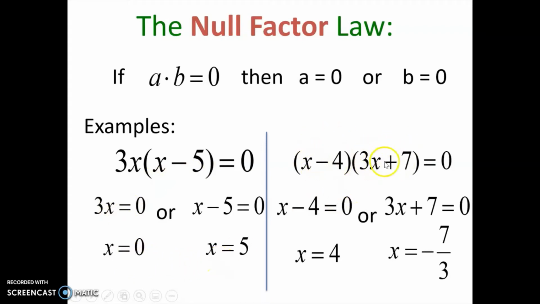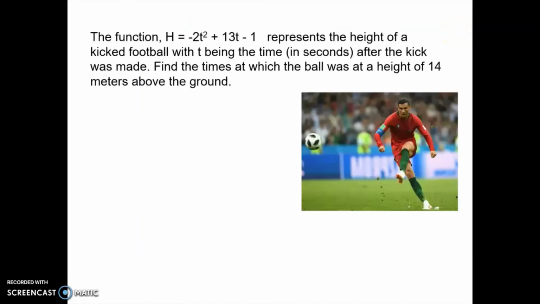Over here, same thing. One factor, another factor being multiplied equal to 0. Therefore, the first factor is 0, or the second factor is 0. Solving each little equation, we get two solutions for x. Okay, that's the null factor law. We will use it for every word problem we solve in this video. Let's get started. Here's our first problem.